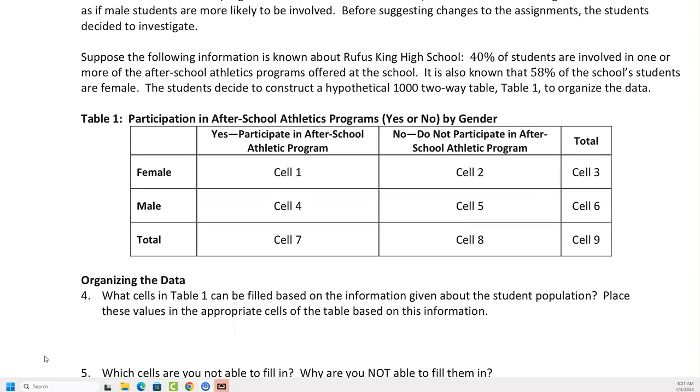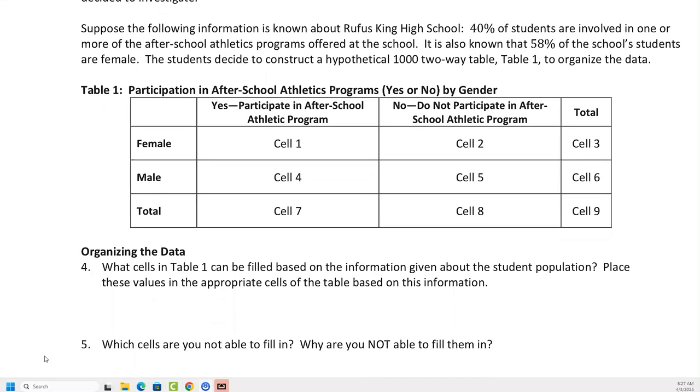So you can see I have table 1 here. And if we look at it, we have a column for yes, that they participate in an after-school program, and no, they do not, right? And then we also have it broken down by gender, female and not female, male. And then you can see there are columns for totals.